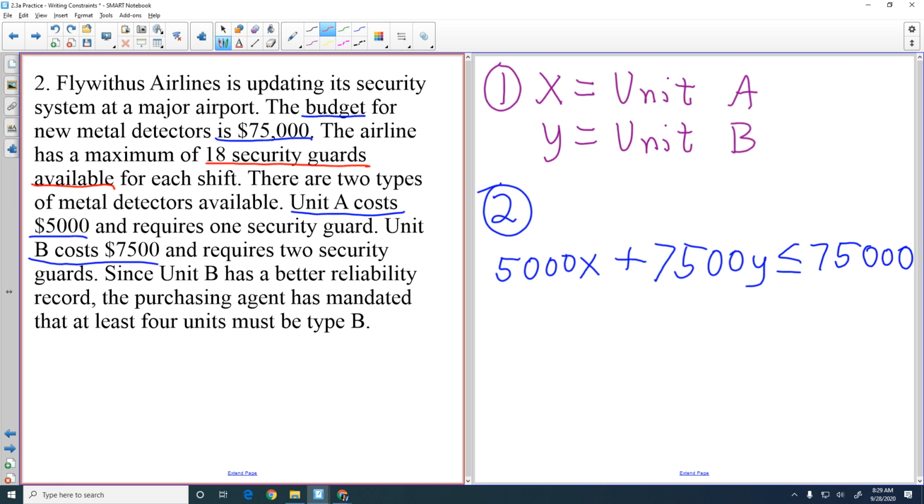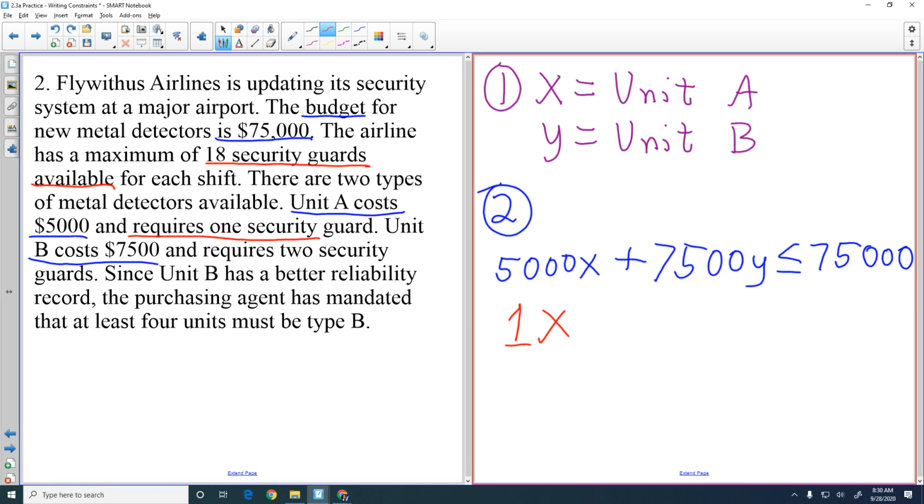Now we have to determine how many security guards are going to be used for each unit. So the Model A, Unit A metal detector, how many guards does that use? Just one of them, right? It says Unit A requires 1 security guard. So we can write that as saying 1 guard for every X, 1 guard for every unit A that we purchase, 1X. So if I buy 3 unit A's, that would take 3 security guards. 1 times 3 is 3.